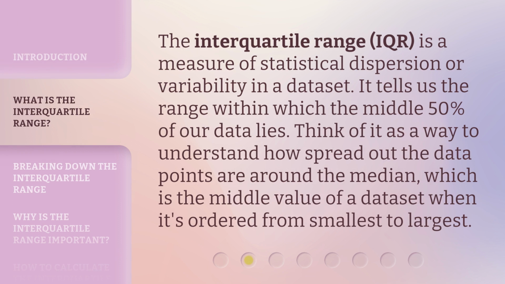The interquartile range, IQR, is a measure of statistical dispersion or variability in a dataset. It tells us the range within which the middle 50% of our data lies. Think of it as a way to understand how spread out the data points are around the median, which is the middle value of a dataset when it's ordered from smallest to largest.